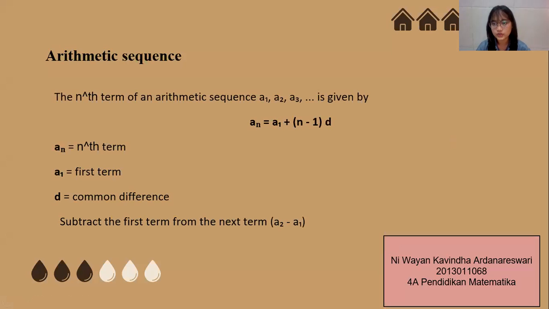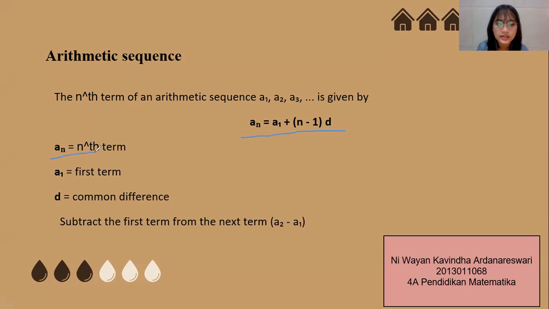We have the formula too, because if we have the pattern, it's not efficient if the number is bigger. So we use the formula. For instance, the nth term of the arithmetic sequence a sub 1, a sub 2, a sub 3 is given by a sub n, a sub n is equal to a sub 1 plus n minus 1 times d.